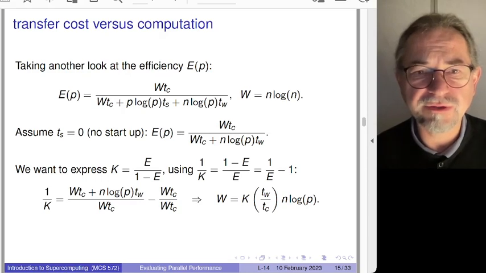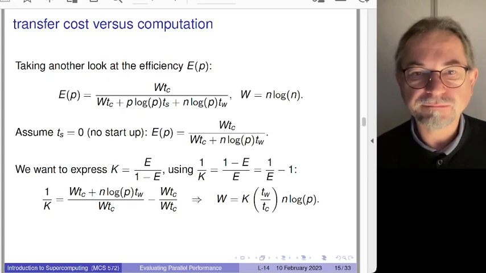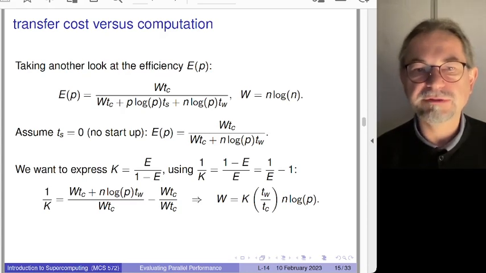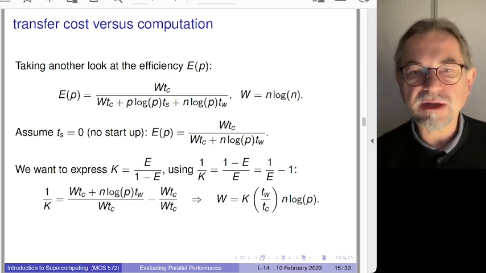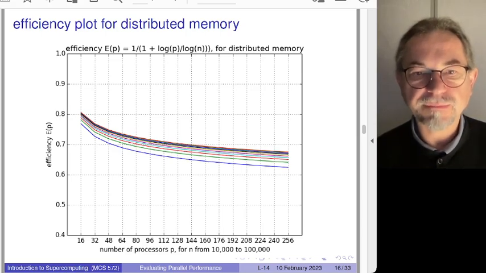Let's do the same illustration again now, where the startup cost is ignored. So now we have the ratio of the transfer cost, the cost for one word, over the communication cost. And there's now an important difference. Now we have the n times log p coming in there. It's not the p log p anymore. So that's the important difference in this analysis.